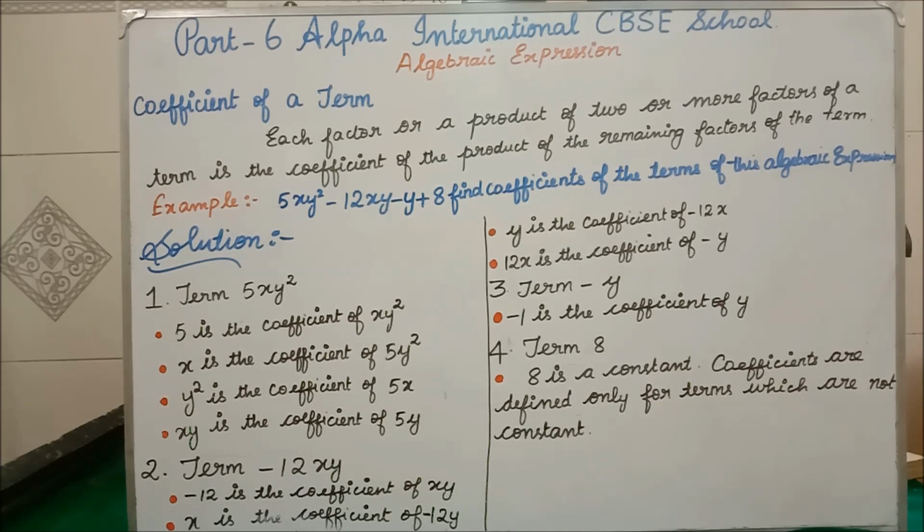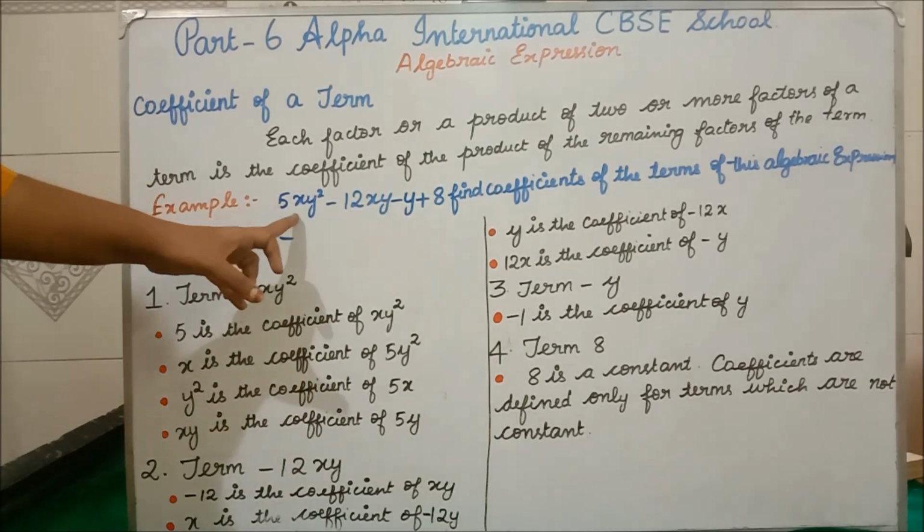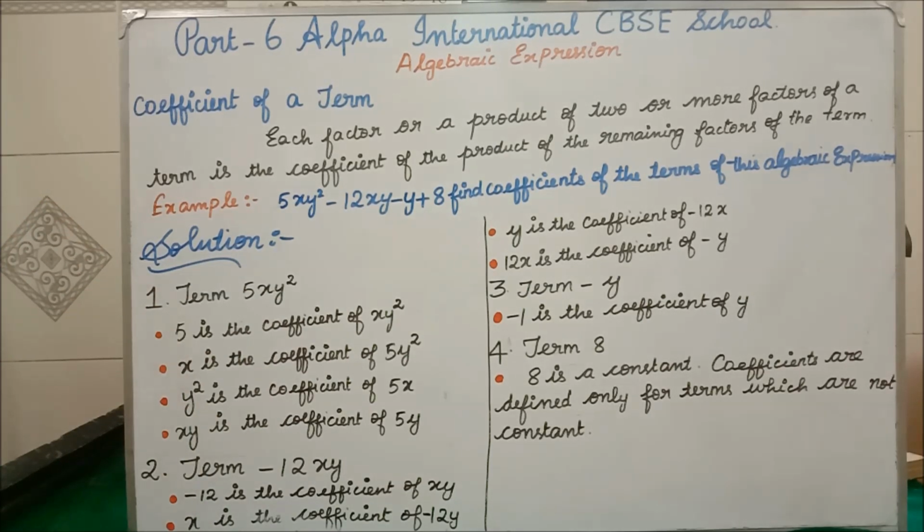Clear all of you? Here, what do you mean by the coefficient? If I am asking what is the coefficient of 5, what will you immediately say? You will say the remaining factors. The remaining factors are x, y square. Therefore, the coefficient of 5 is x, y square. You have to write that. Clear?